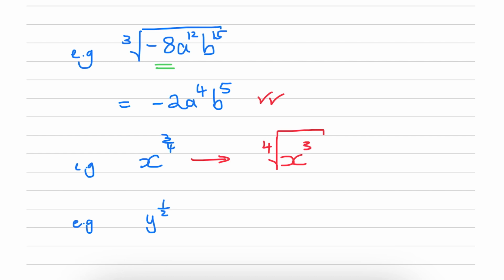Same for this other one. 1 would be the inside exponent, 2 would be the outside exponent. Now, the 2 and the 1 could both be invisible, so you could actually just write this as square root y without the 2 and the 1, because when we say square root, we imply the 2, and when we say y, we imply y to the power of 1. So it's just written as that.